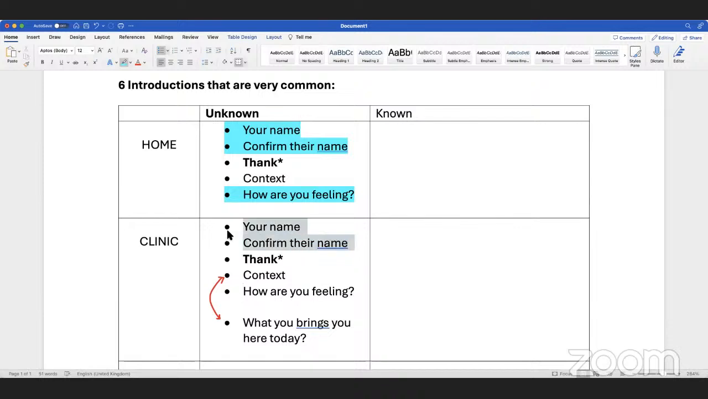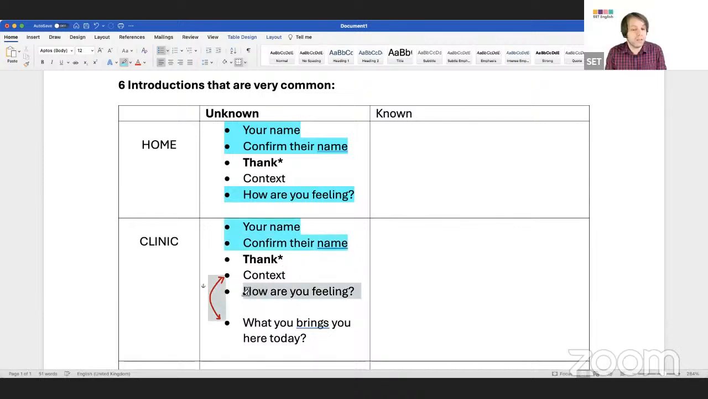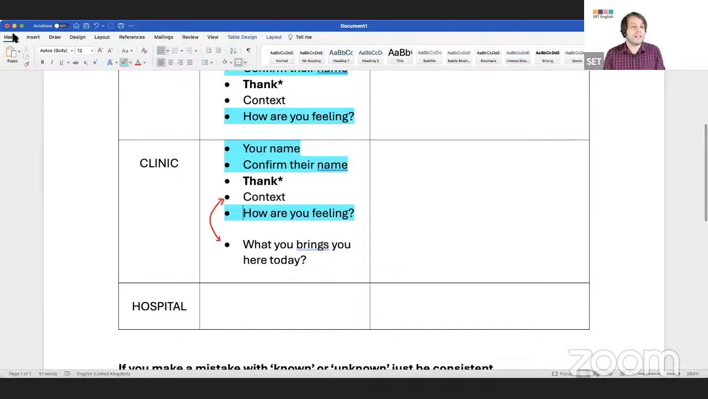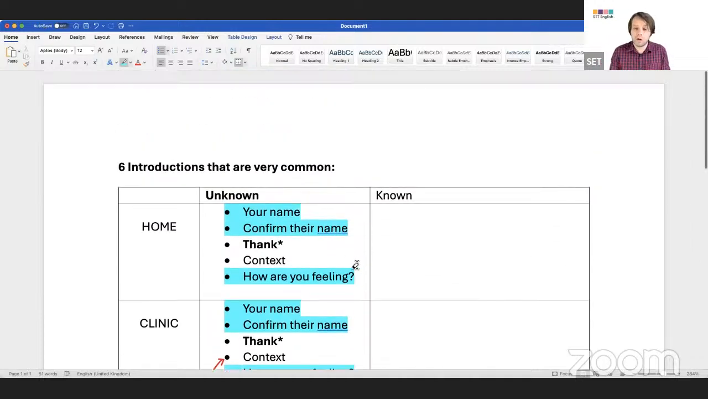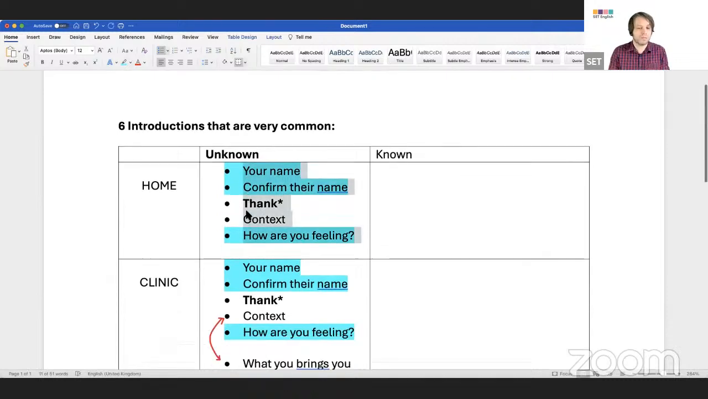What I was saying before, guys, is the essential ones are only these, right? So do I need to say thank you anyway? Do I need to give context? No, it's not essential. So you don't need to do it if you don't want to. All right. What about clinic now? We're just doing the unknown. I'll come back to the known in a second. What about clinic, guys? What do I do?